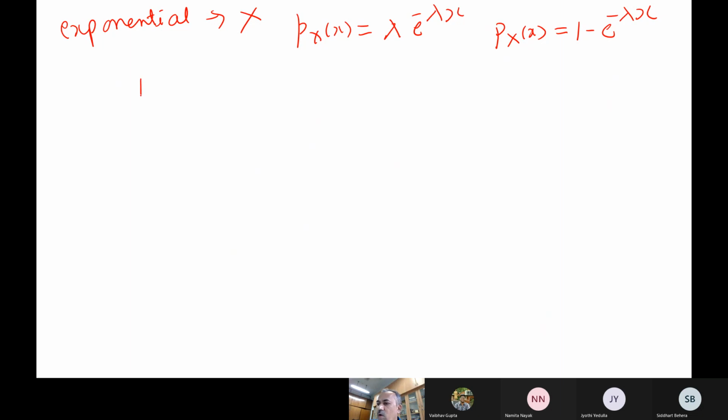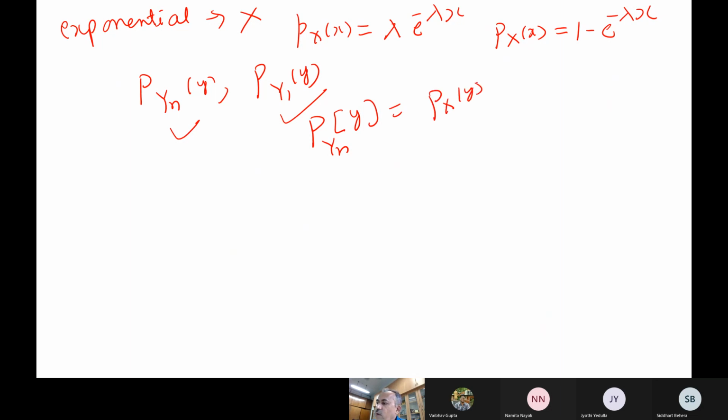Now I want to find out what will be the distribution of its extreme values, of y, and also the minimum. What will be the distribution of the largest value and the distribution of the lowest value? The original data is exponential. What will be the distribution of the extreme values which come from an exponential distribution? How do we calculate it? It's straightforward. P of y_n of y: the same expression, P_X(y) whole to the power of n. So this becomes 1 minus e to the power of minus lambda y, whole to the power of n.